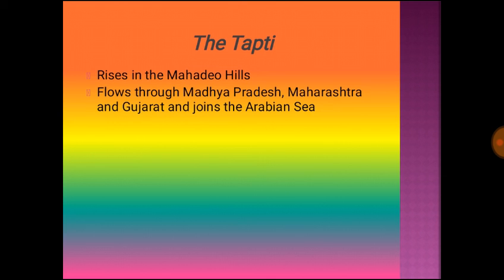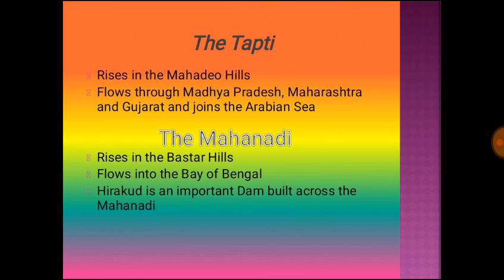Sixth one, the Mahanadi. The Mahanadi rises in the Bastar hills in Madhya Pradesh. It flows eastwards through Madhya Pradesh, Chhattisgarh and Orissa and drains into the Bay of Bengal. Hirakud is an important dam built across the Mahanadi.